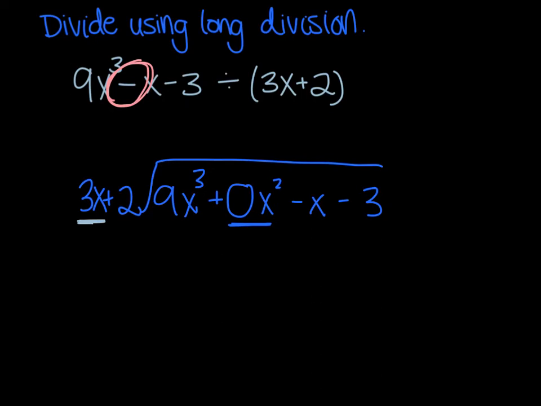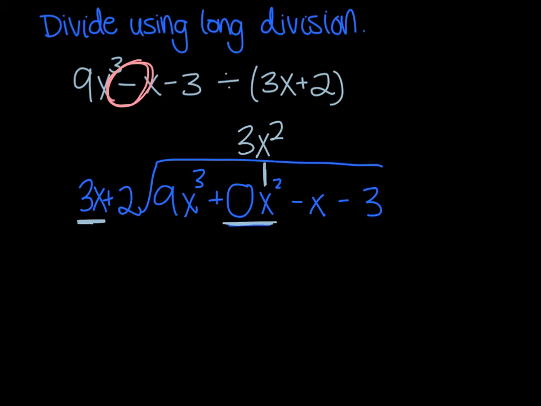So how many times does 3x go into 9x cubed? Or what times 3x is going to give us 9x cubed? And that is going to give us 3x squared. So now you can see why it's important that we had this placeholder term here, because it allows us to keep our terms lined up. Without it, then it could get messy.